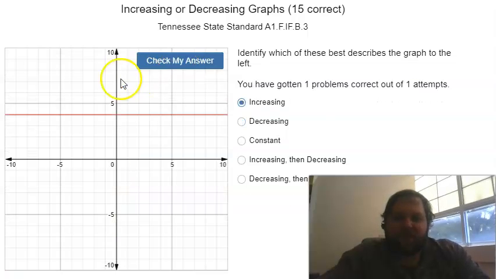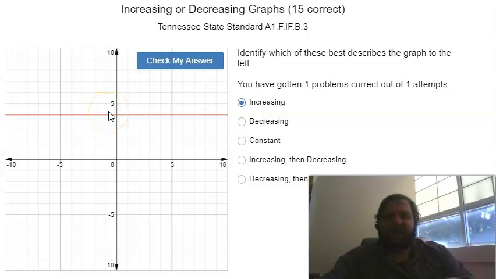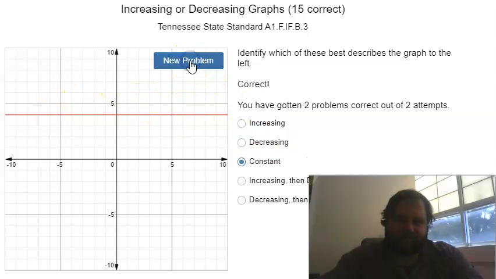We ask for a new problem, and again we trace from left to right, and we find in this case that it never changes. It doesn't go up, it doesn't go down. When I say going up or down, what we're really talking about is the y values of all the points on that line. So in this case, they all stay the same. It's constant. Constant means unchanging. So it doesn't go up or down, so we would say this is constant.